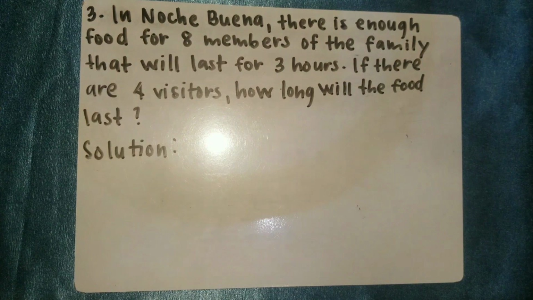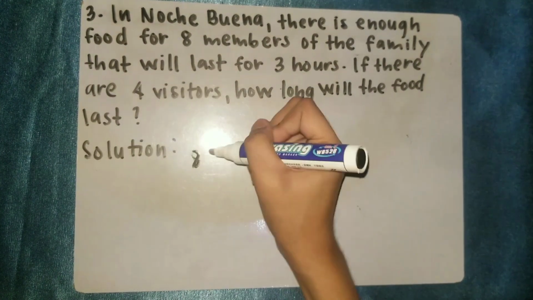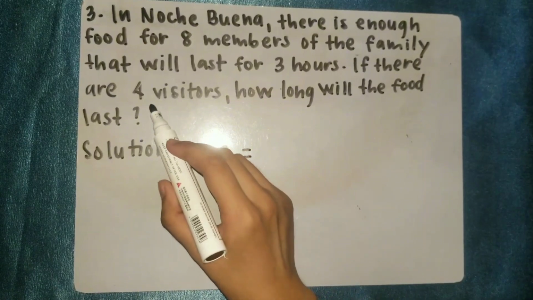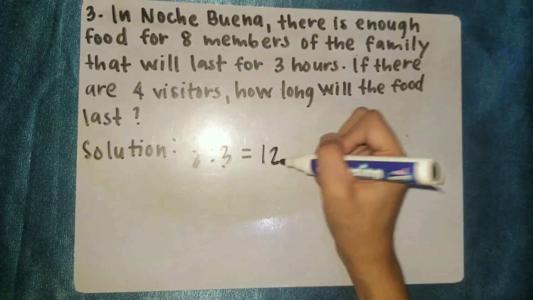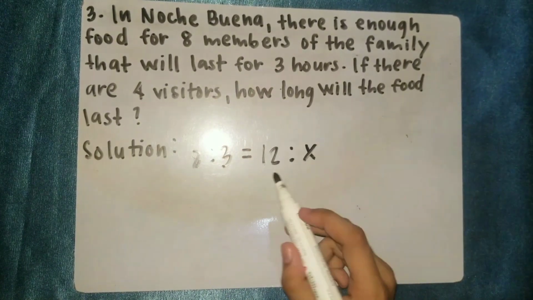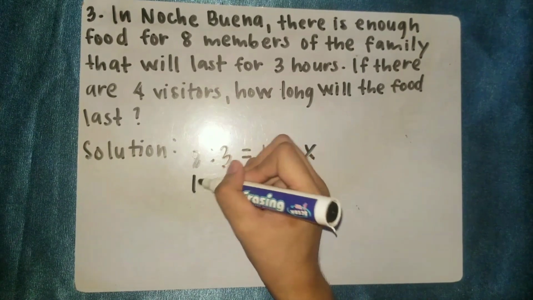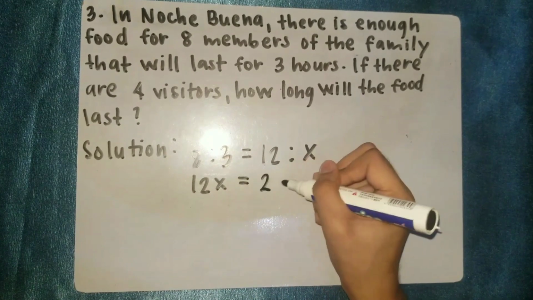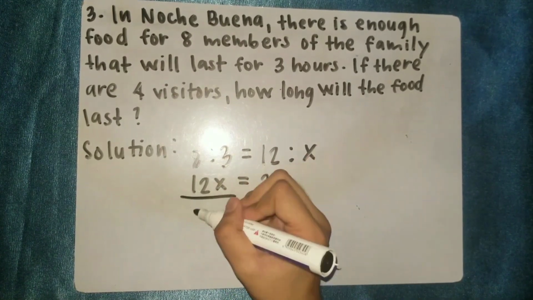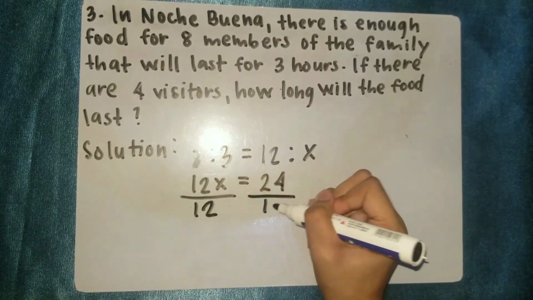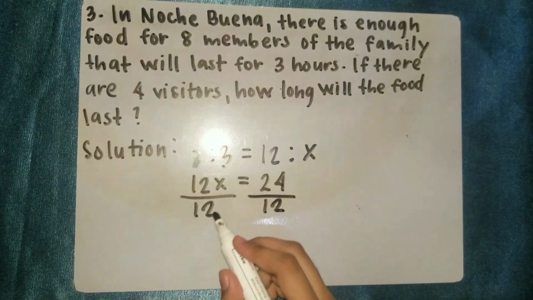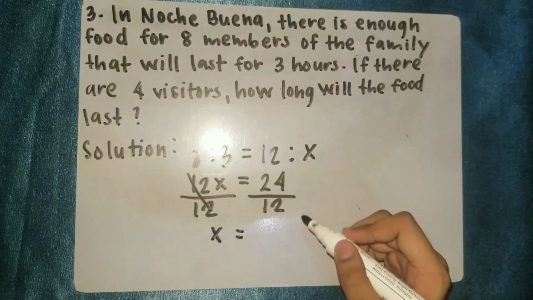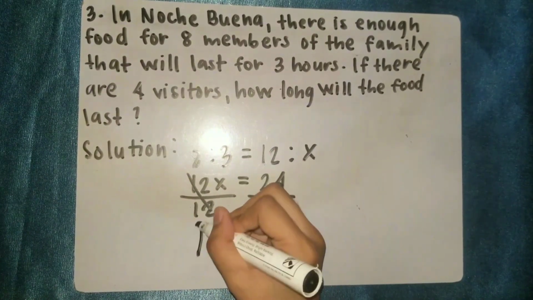Solution. The ratio of this problem is 8 members is to 3 hours equal 8 members plus 4 visitors equal 12 is to x. 12 times x equal 12x. 8 times 3 equal 24. Divide 12 by both sides. 12x divided by 12 equal x. 24 divided by 12 equal 2.